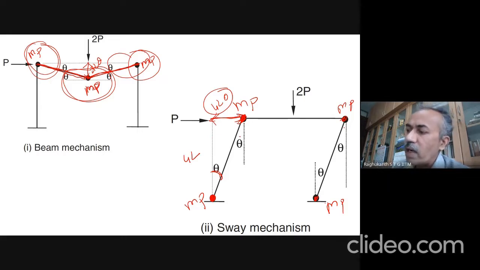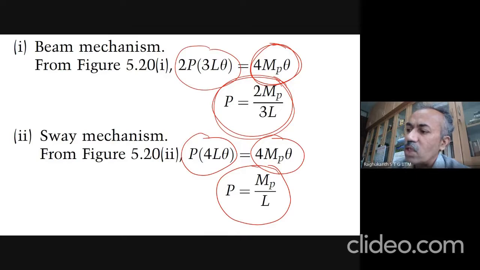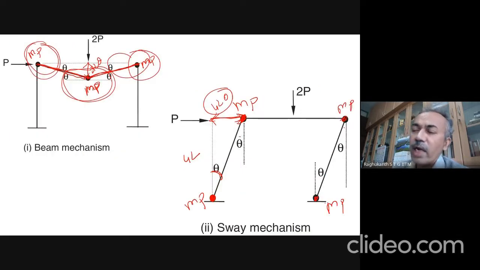So this becomes 4L times theta. So you equate both of them. So you will get MP by L itself. So this is the collapse load for the sway mechanism. If you compare the beam and sway mechanisms, this is lower than the MP by L itself. Now we have to check for the combined mechanism also.